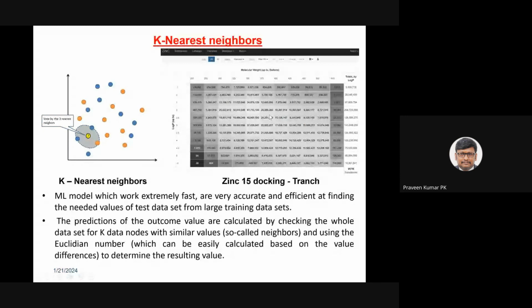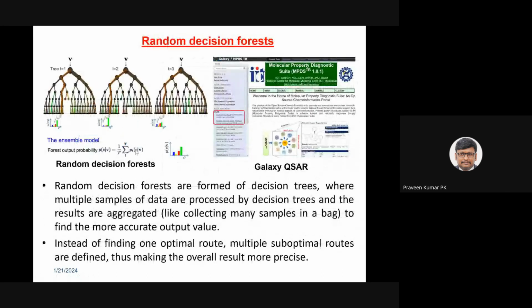Instead of docking 1 billion compounds, based on these two properties, in X and Y directions, you get a data set. You can download the data set, and whatever you dock, it takes very little time for prediction. So for this, you can use K nearest neighbors. Zinc 15 uses K nearest neighbors.